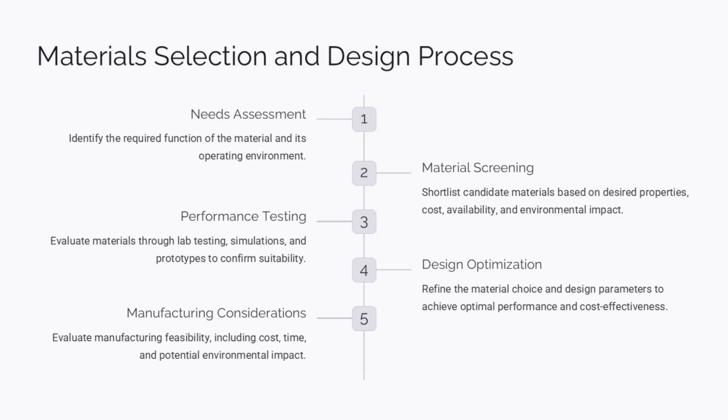We then thoroughly evaluate the shortlisted materials through lab testing, simulations, and prototyping to confirm their suitability and performance. Once we've identified the optimal material, we refine the design parameters to achieve the best balance of performance and cost-effectiveness. Finally, we evaluate the manufacturing feasibility, considering factors like production cost, lead time, and potential environmental impact. This rigorous process ensures we select the right material and design for the application, delivering a high-performing and cost-effective solution.